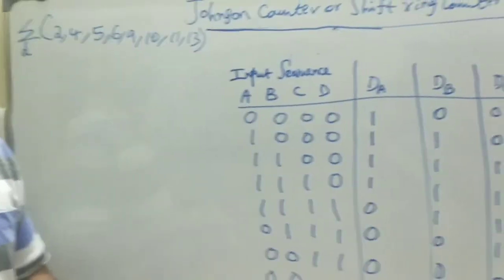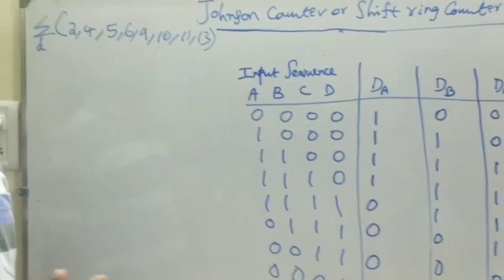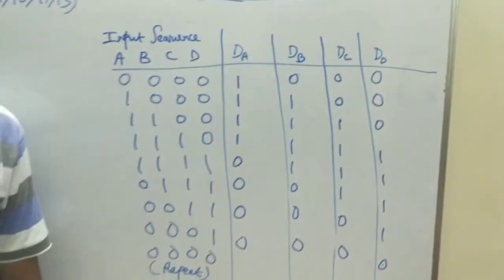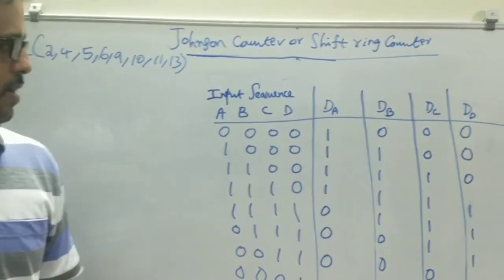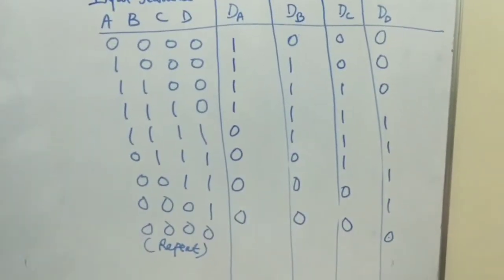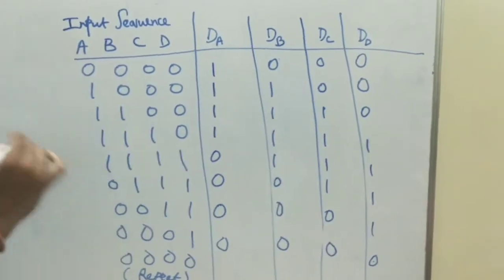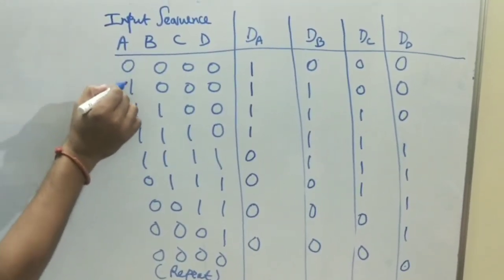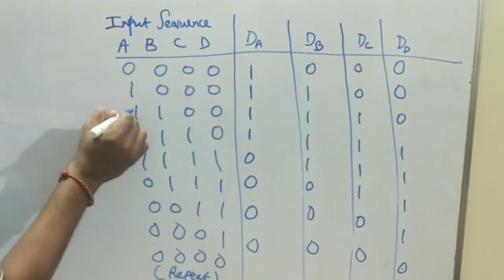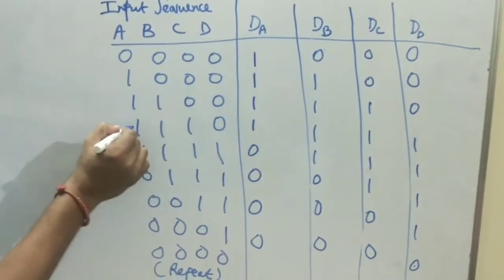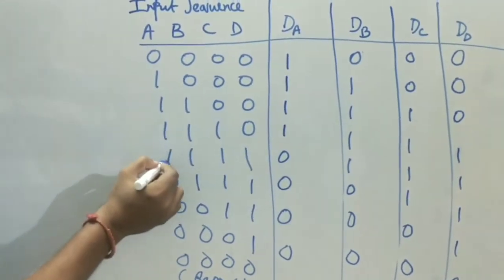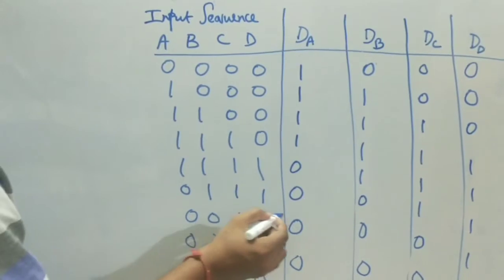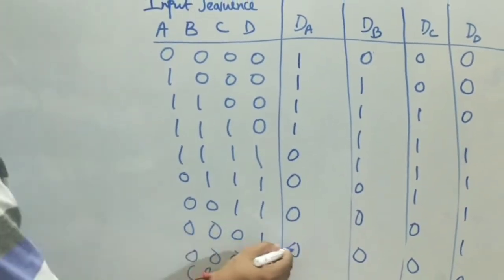As we already said, we are going to design this counter also using a D flip-flop. Let us get into the concept directly. Just look at the column of A: present value 0, next value is 1; 0 to 1 is 1; 1 to 1 is also 1; 1 to 1 is 1; 1 to 1 is 1. Then 1 to 0 is 0; 0 to 0 is 0; 0 to 0 is 0.